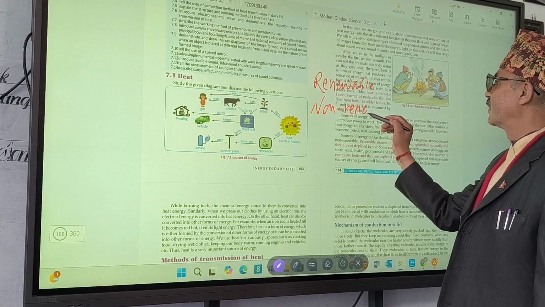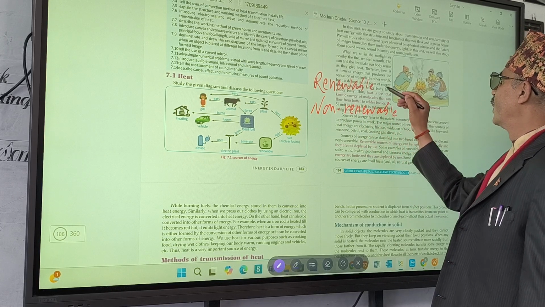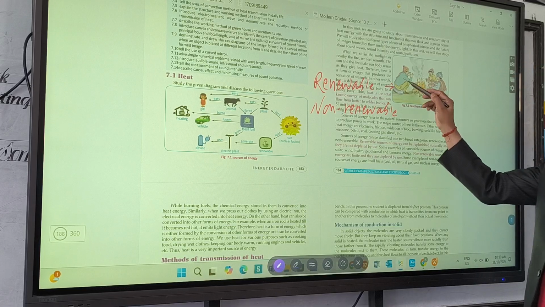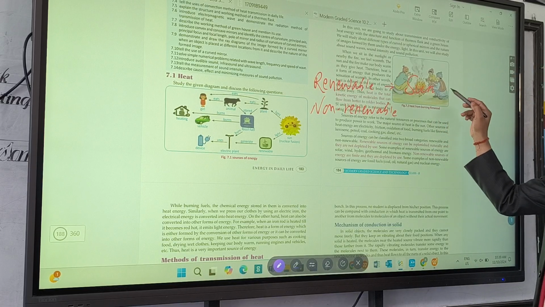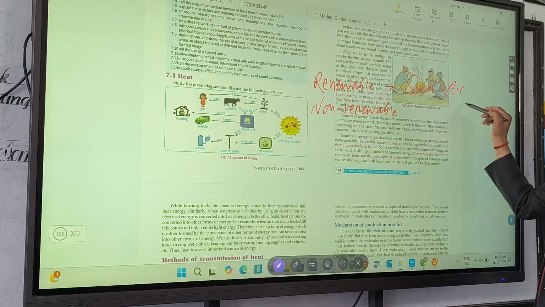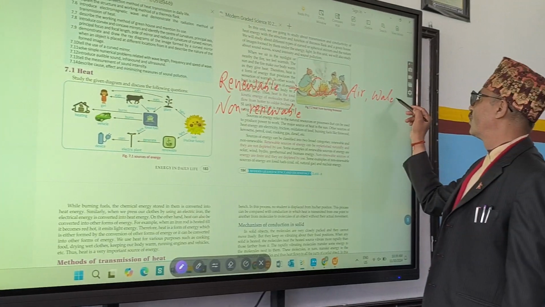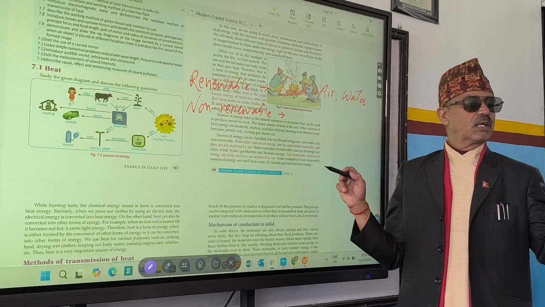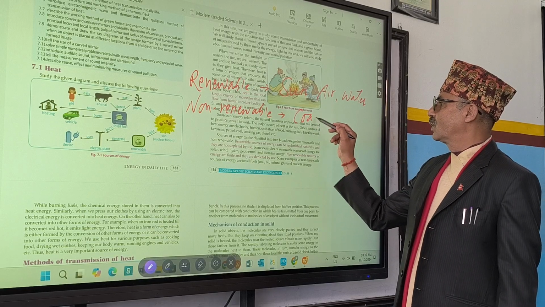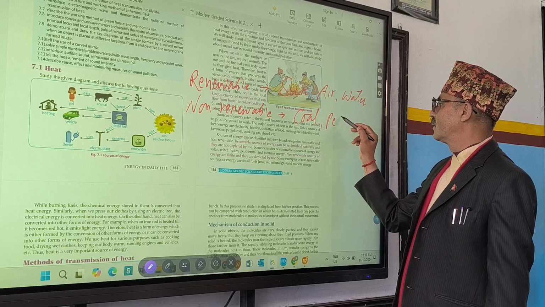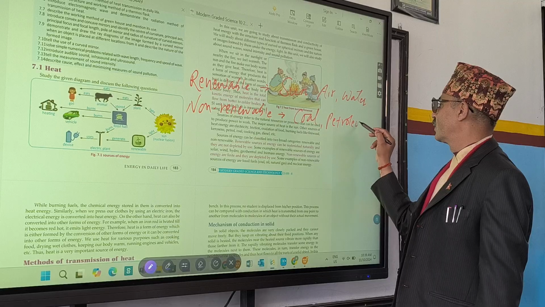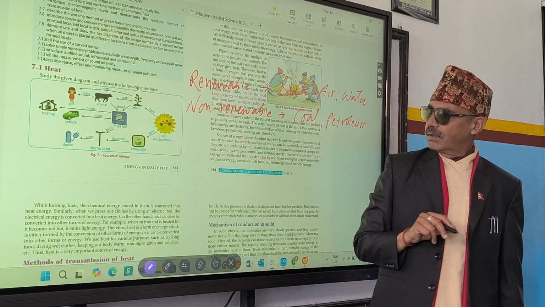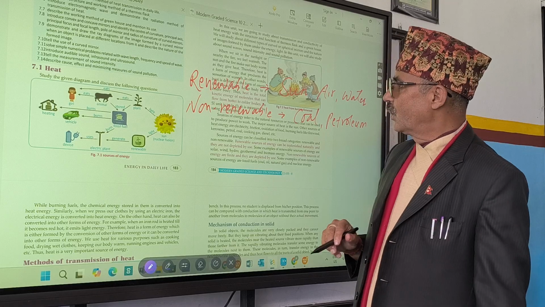What is the next one? Non-renewable. Can you tell me what are the renewable sources of energy? Main is sun. Second one is air, water, etc. Non-renewable, mainly there are 2. One is coal and petrol. Okay. So what is heat?